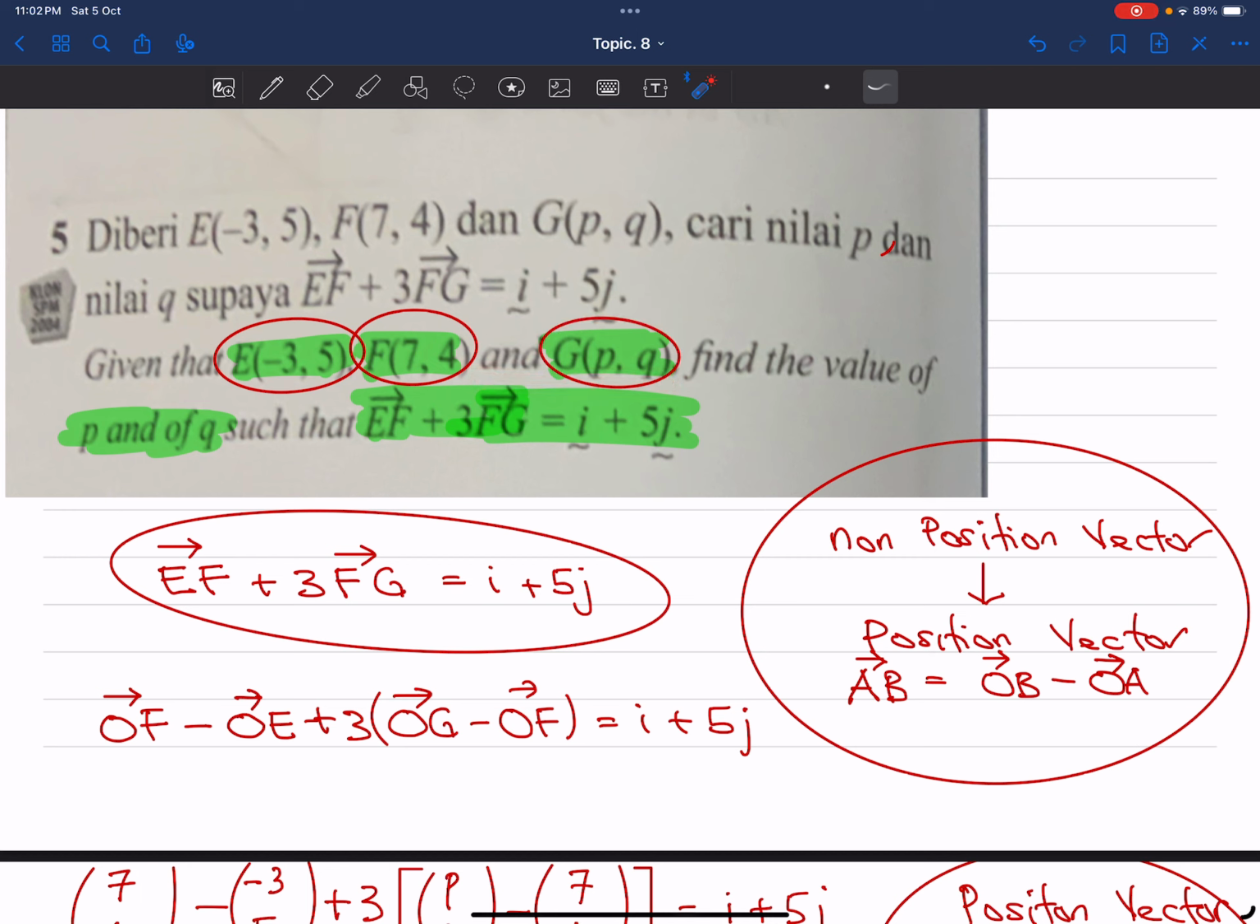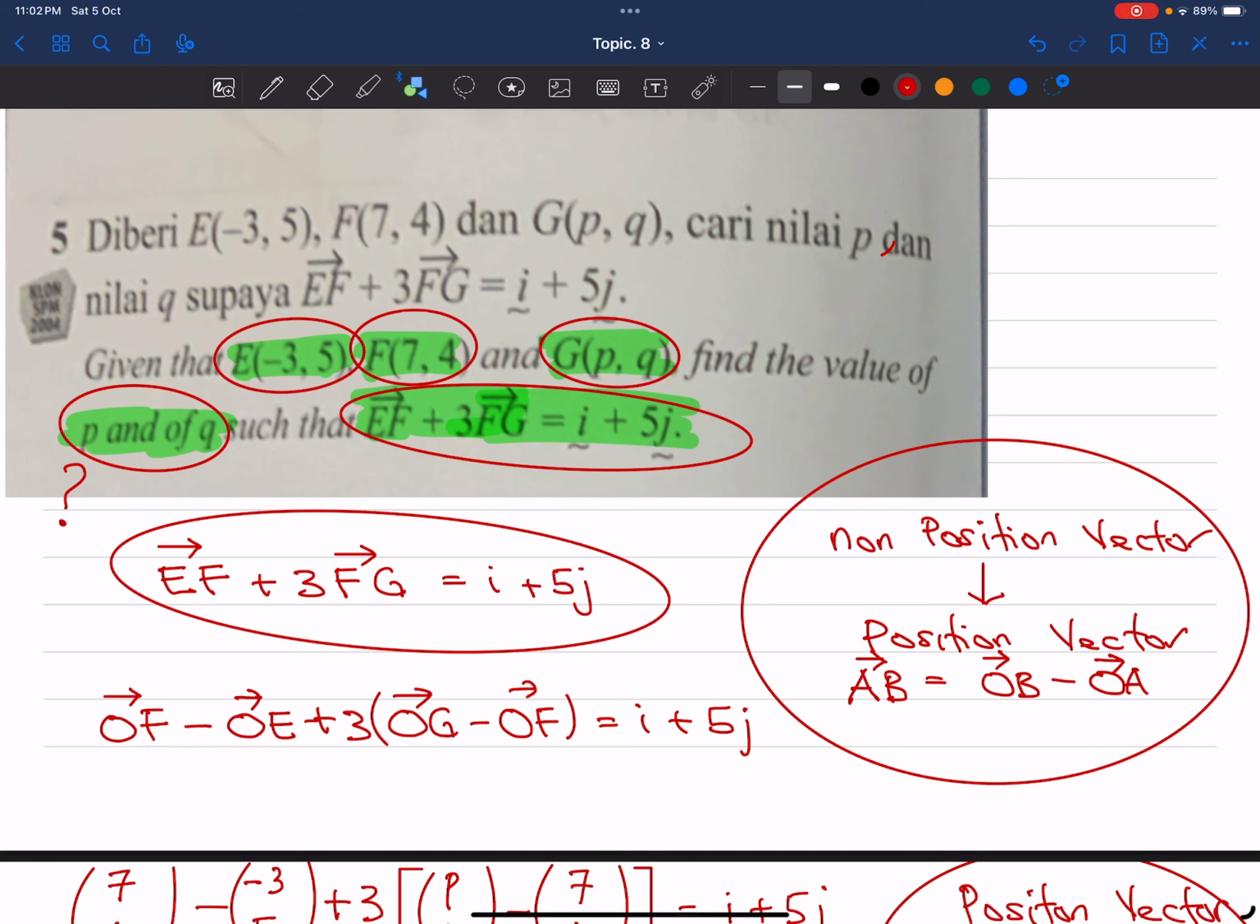Find the value of p and q. So we put a question mark here of what they are asking, such that the equation vector EF plus 3 times vector FG is equal to i plus 5j. This also we collect.